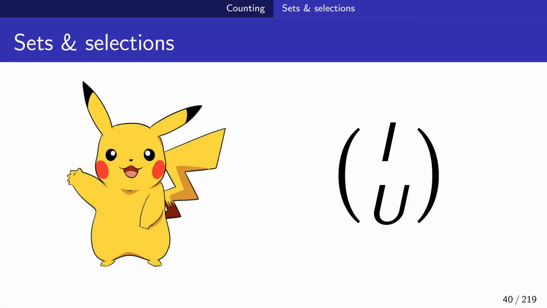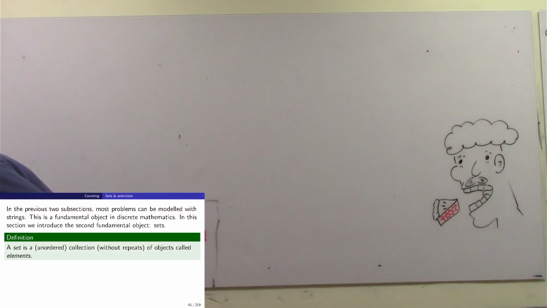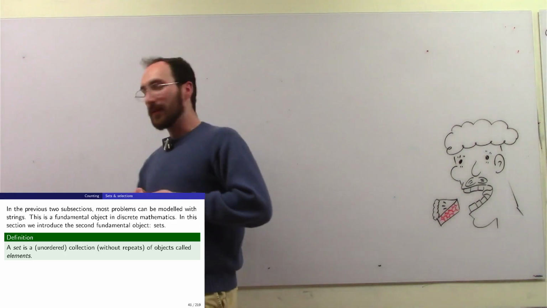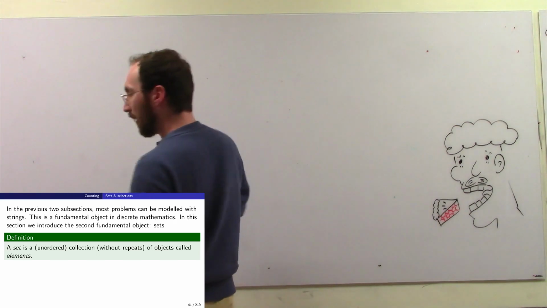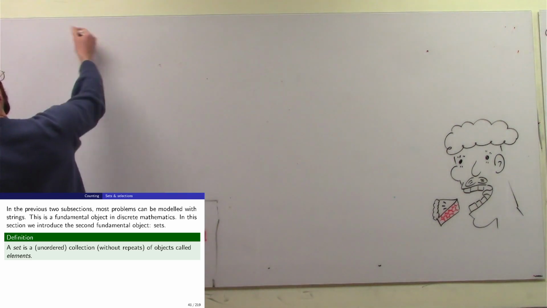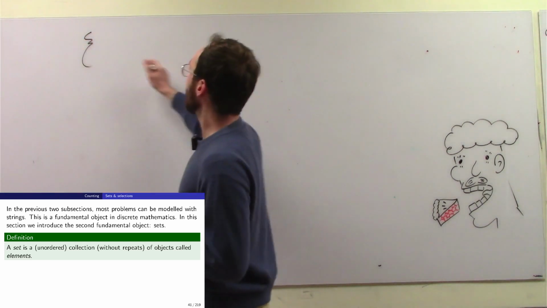Cool. Okay, so sets and selections. Perfect. So we are going to talk about sets. It's in the title, so that makes a lot of sense. So a set is an unordered collection of objects and without repeats. That's the important thing here, is that we don't care about the order and we don't really allow repetition. So let's look at some examples.